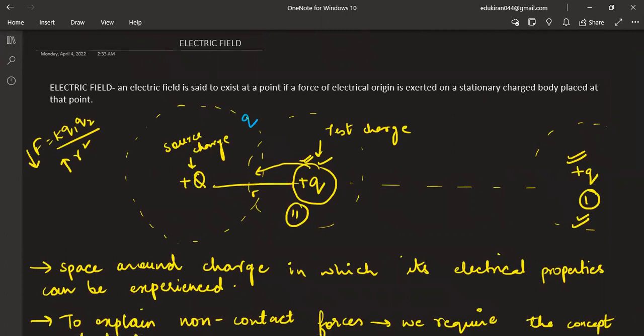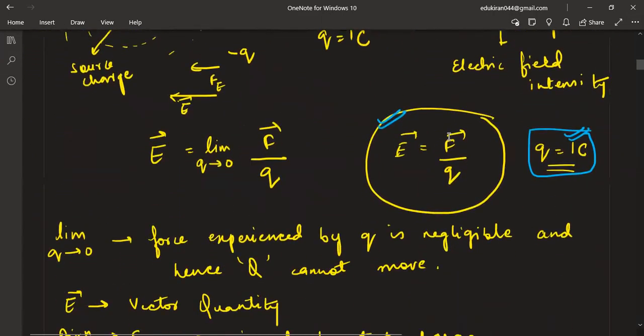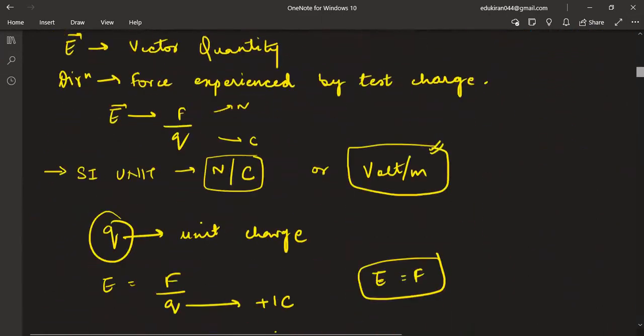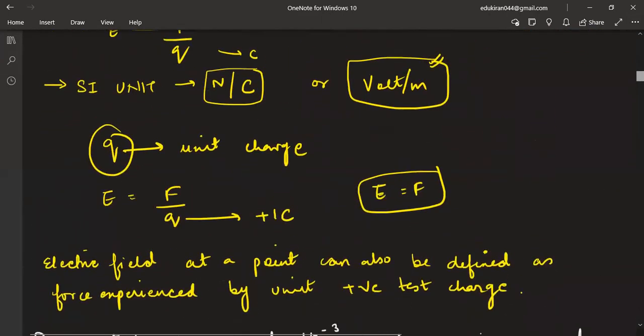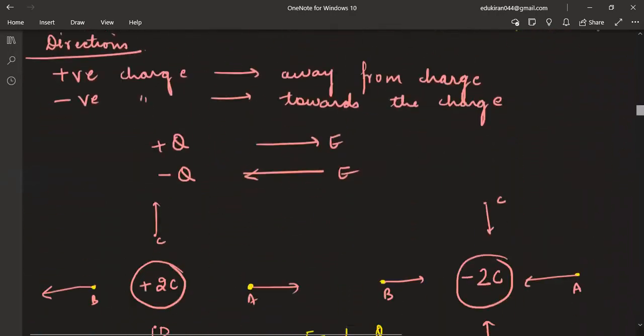Under electric field, you should just remember that this is the space around a charge where electrical properties are experienced. Repulsion, attraction, both are experienced. You should remember this formula, F is equal to QE. This is actually going to be used a lot. Units, you will be able to remember. This is the basic formula.